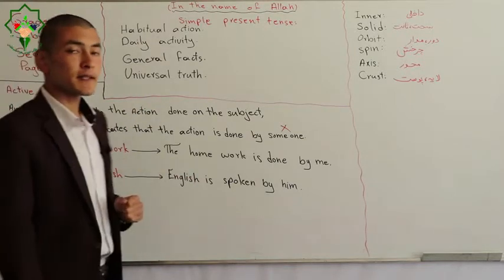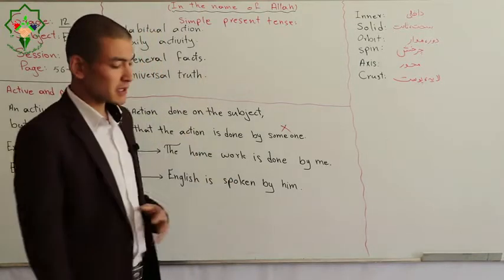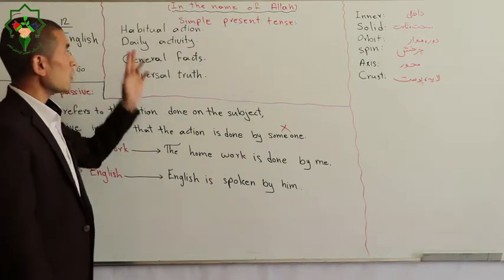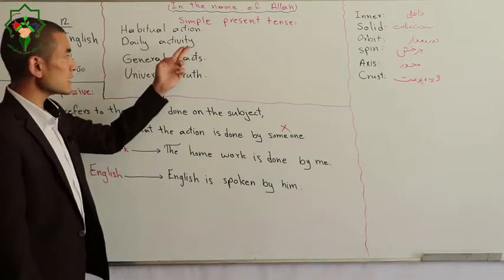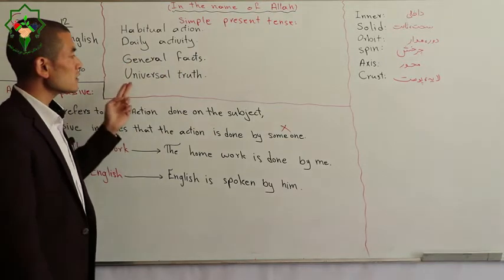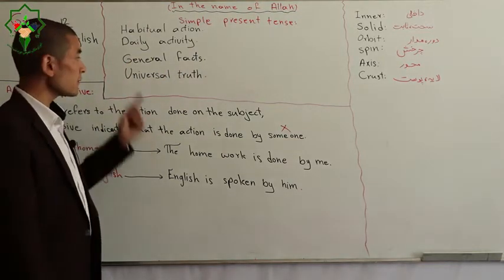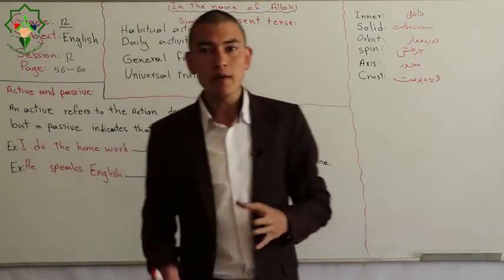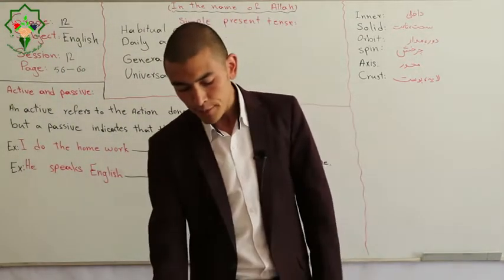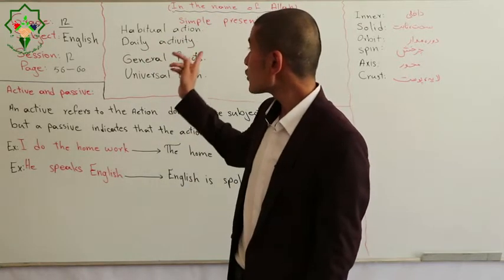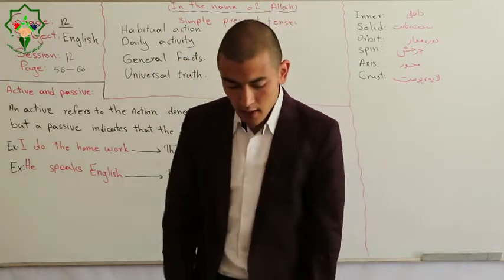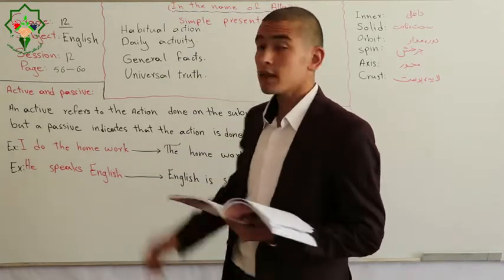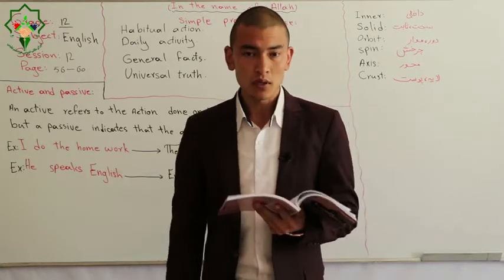So here we have the simple present tense. The definition is like this: simple present tense shows habitual action, daily activity, general facts, and universal truths. So in this page, where you are going to study revising simple present tense and also active passive voice, it is talking about these general facts. It means facts in the world.